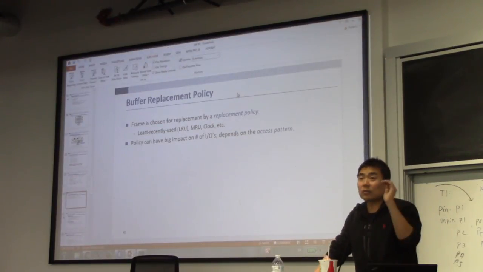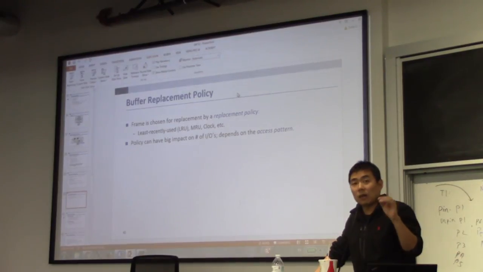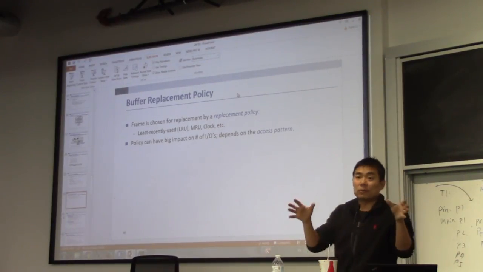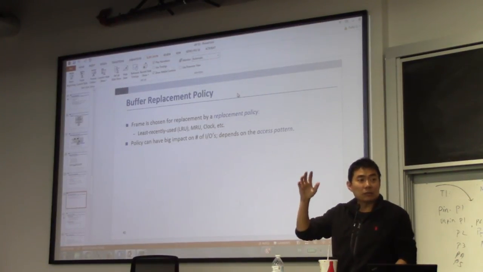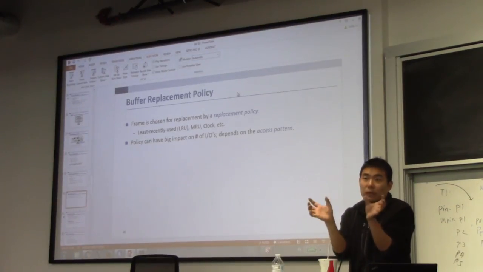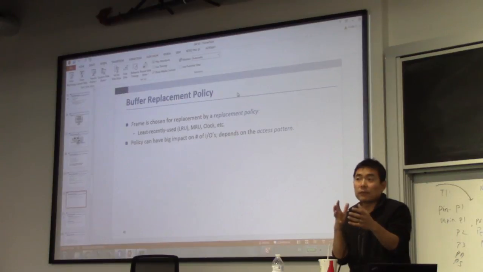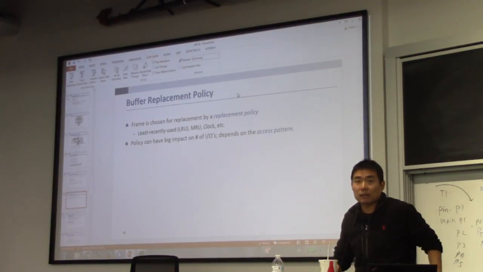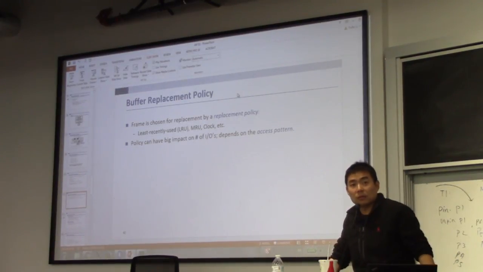Okay, with that being said, I'm going to stop right here. Now we know the disk space manager and buffer manager. Next lecture, we'll talk a little bit about how a database system actually uses these different components to effectively organize data, retrieve data back from disk, and write data back to disk.